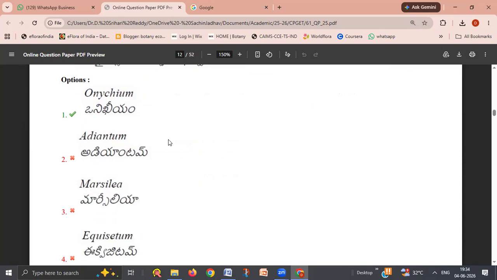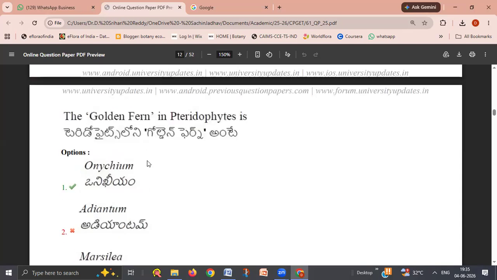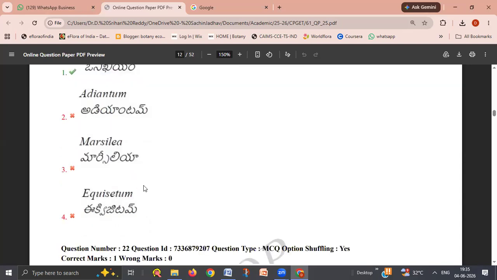You might not have read about Onychium, but you already know Adiantum is a walking fern, Marsilea is a water fern, and Equisetum is a horsetail. So you can exclude all of these, what you know. Now you can come to Onychium. It is called the golden fern because it is surrounded by a gold-colored mucilaginous substance.